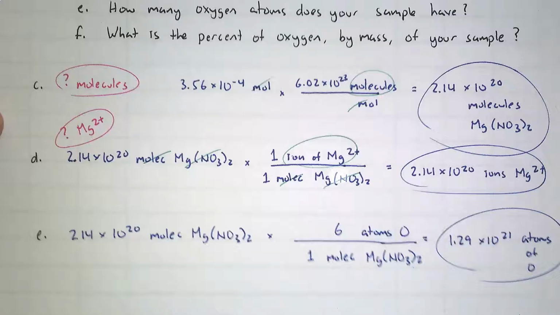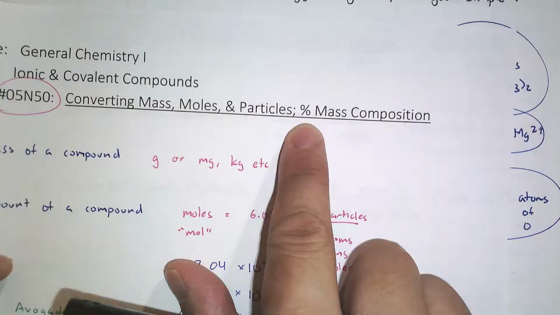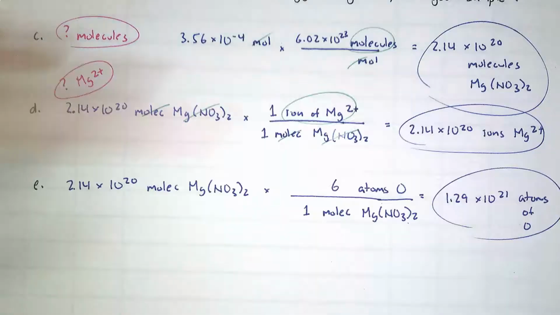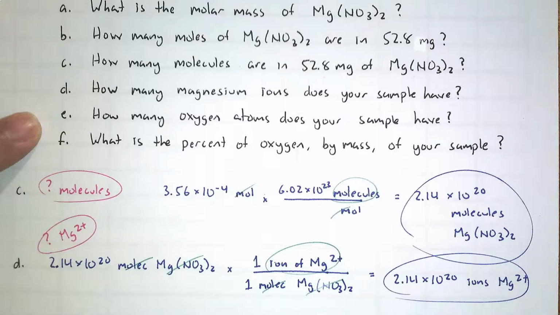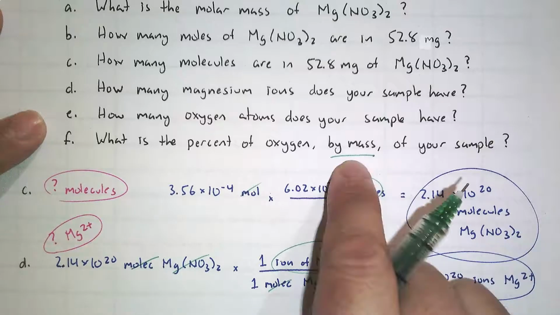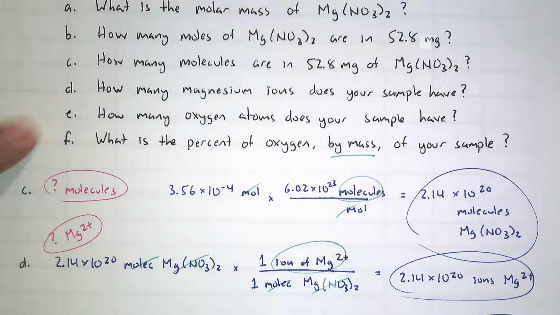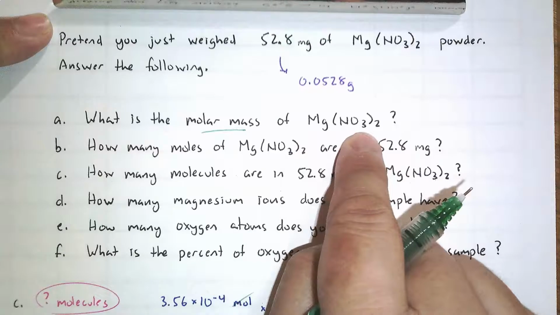That's part E. We're running a bit long, but I did say that I want to talk a little bit about the percent mass composition. That is letter F in our case. What is the percent of oxygen by mass? That is super important. By mass, not by amount, not by number of atoms, but by actual grams of your sample. That's an interesting question.